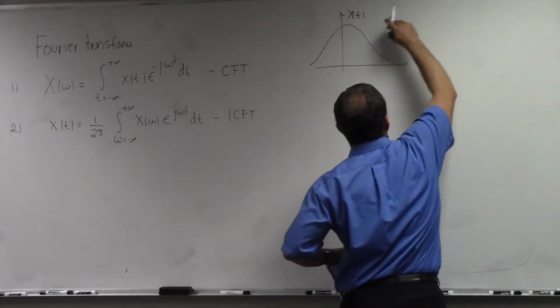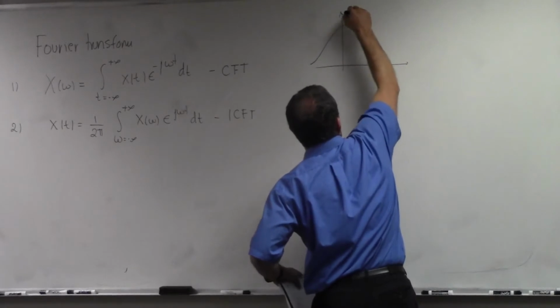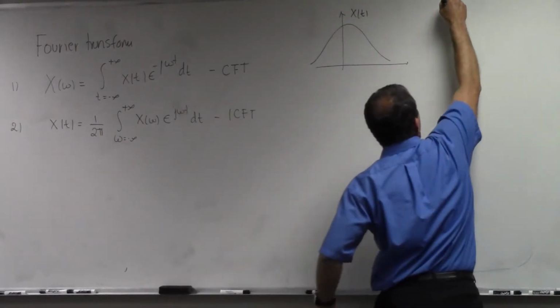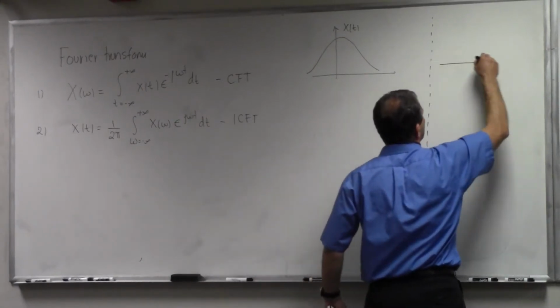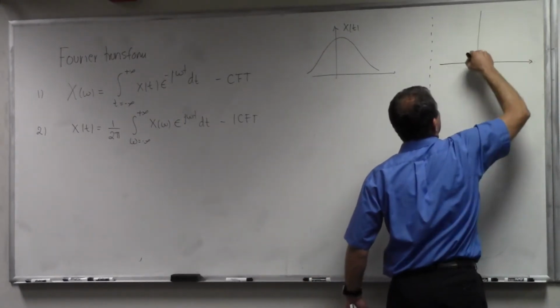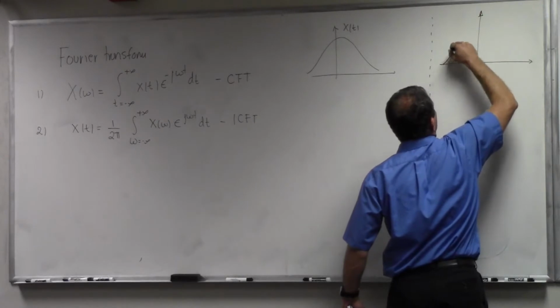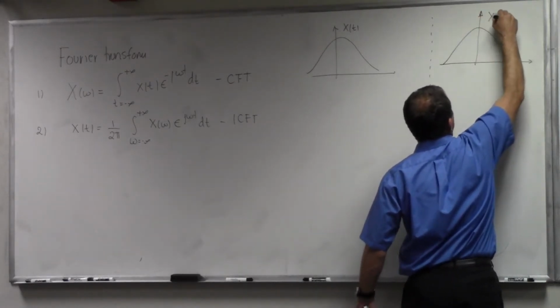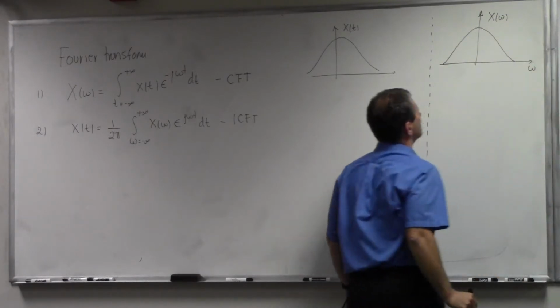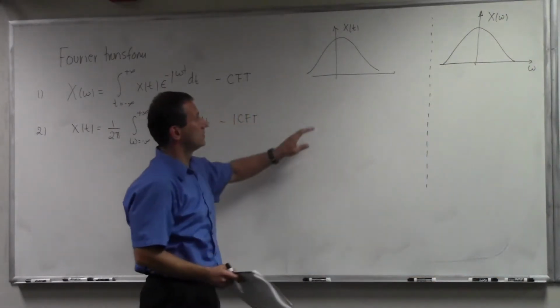And let's say x of t. And let's say this is our boundary between time and frequency. And what you're going to have in the frequency domain as a result of this Fourier transform is going to be x of omega, the Fourier transform associated with this x of t.